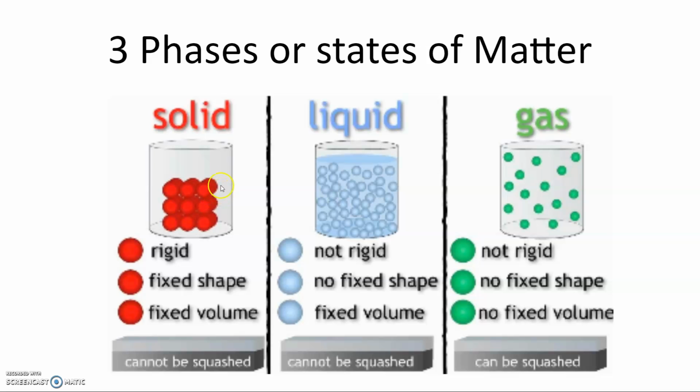So solids have that quality, and because of that, solids are rigid. They have a fixed shape, meaning they keep whatever shape they have, no matter what shape the container you put them in. And they also keep their volume. They have a fixed volume as well.